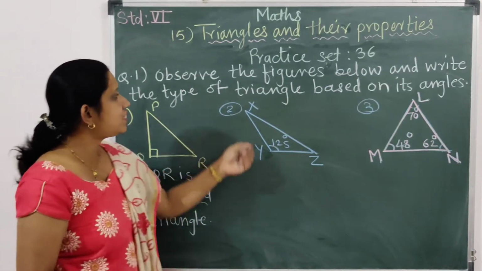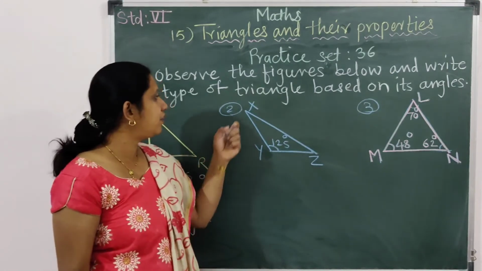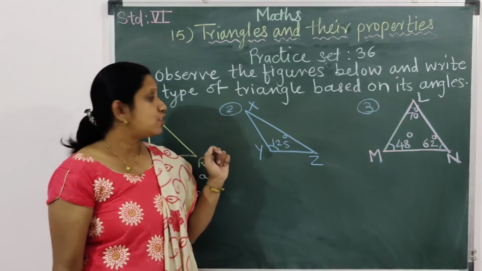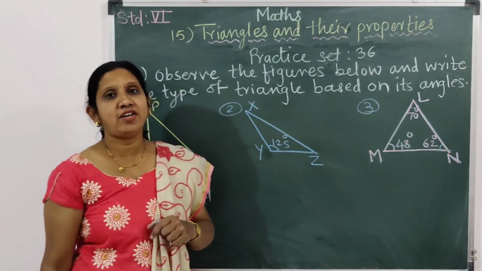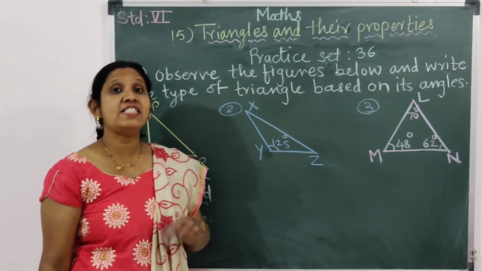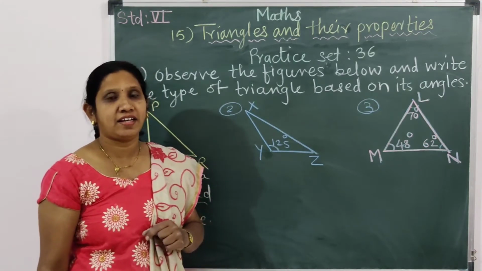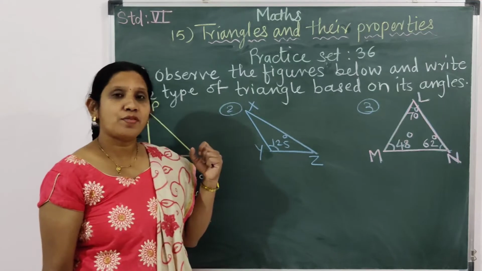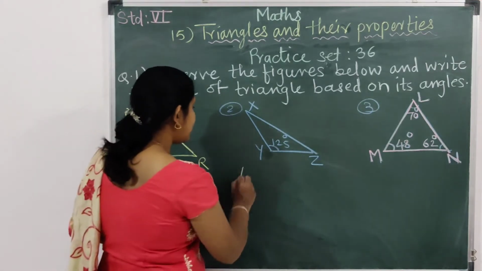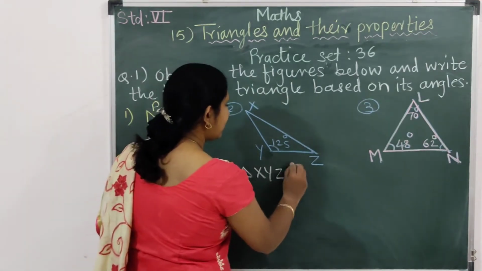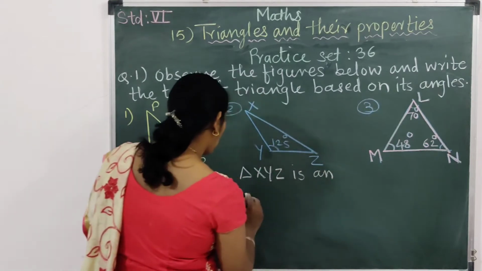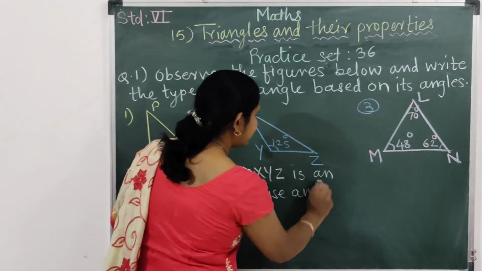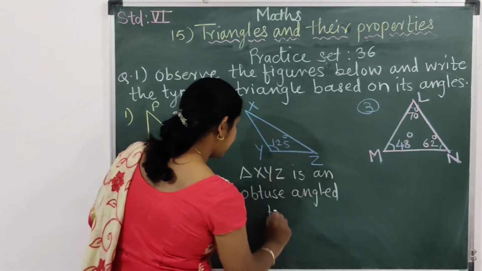Okay, now let us have a look at the second figure, triangle XYZ. Angle Y, its measure is shown 125 degree, which is greater than 90 degree. It means it is of course an obtuse angle triangle. So let us write here XYZ is an obtuse angled triangle.